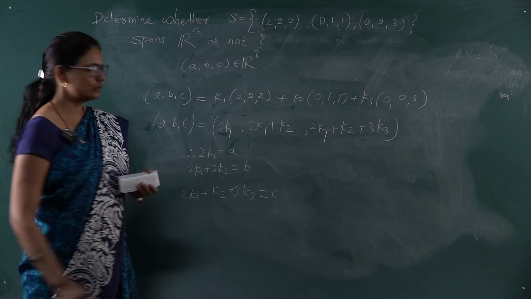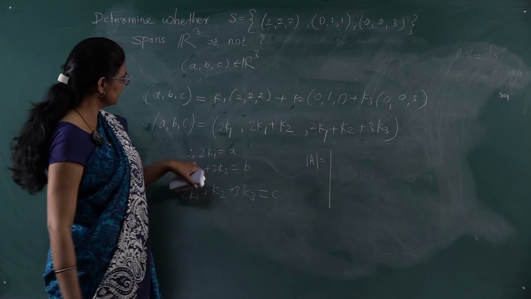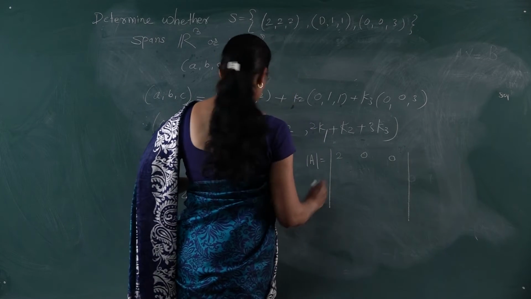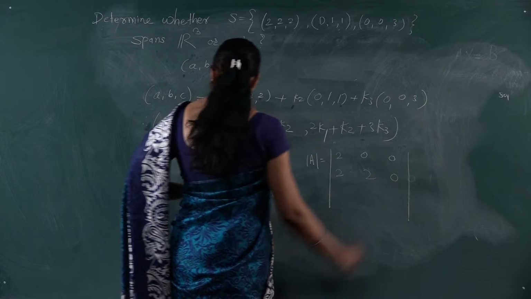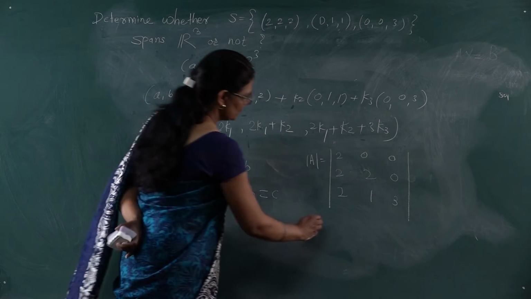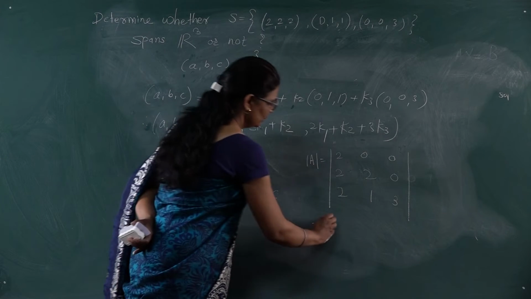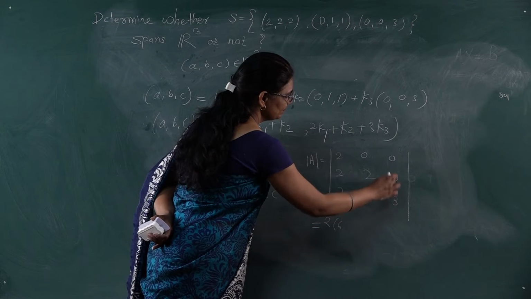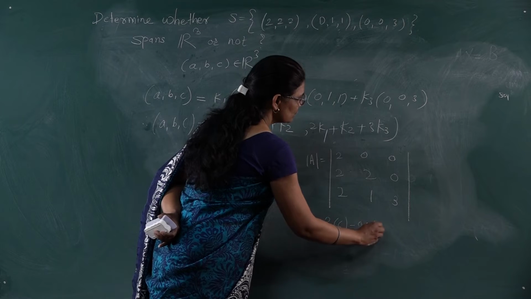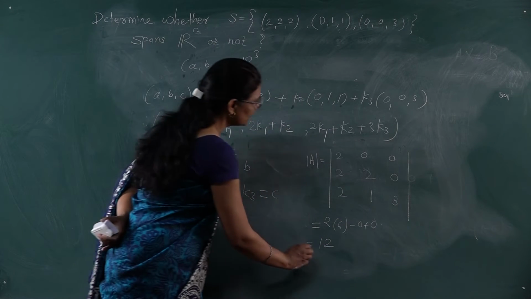Now find the determinant of the coefficient matrix. Suppose the coefficient matrix is A. Its determinant is 2, 0, 0, next 2, 2, 0, next 2, 1, 3. Now see, it is an upper triangular matrix. You can find its determinant: 2 times 6 minus 0 is 6, the next terms are 0 obviously, so no need to calculate those. So here the determinant is 12, which is not equal to 0.